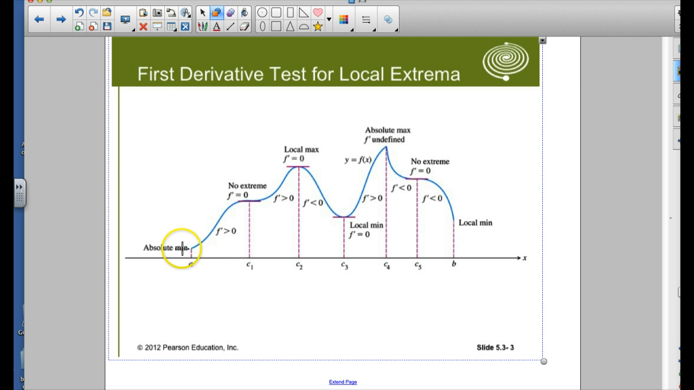Let's look at it. We have an absolute min. If the derivative equals 0, it could be a min, or it could not be a min. We have a local max up here. Derivative equals 0. Derivative equals 0. That's a local min. Derivative is undefined. It's a maximum. Derivative equals 0, no min, and a local min. So we get a lot of different options. It could be a minimum, could be a maximum, it could be nothing. And it could be where the derivative equals 0, or it could be undefined. That's what the first derivative test tells us.